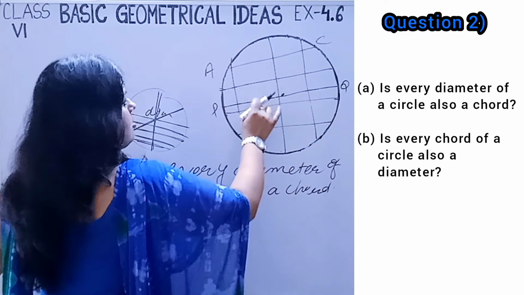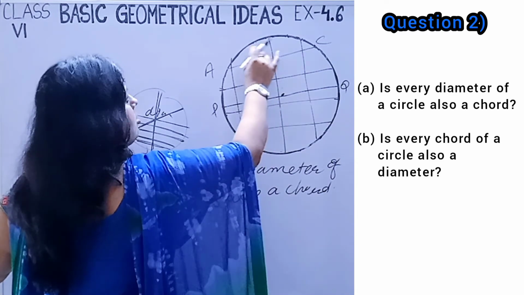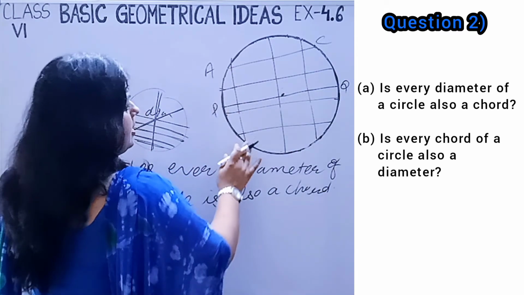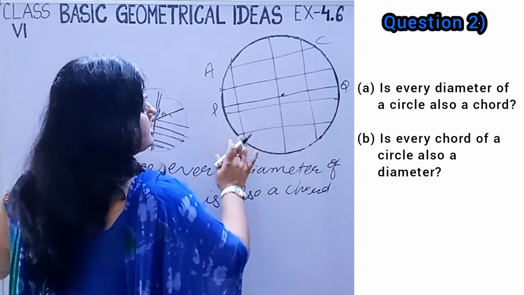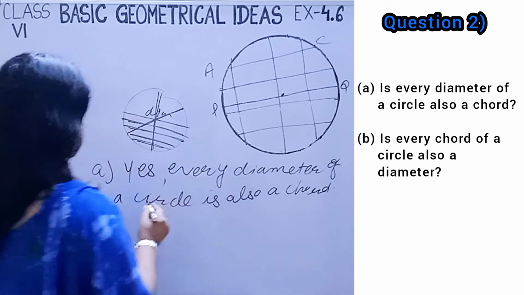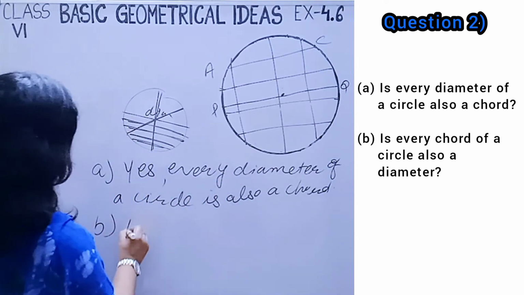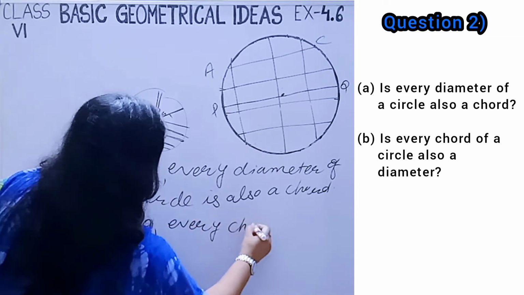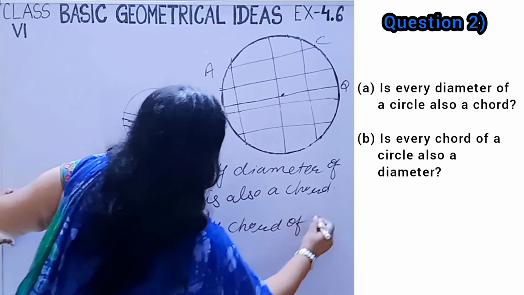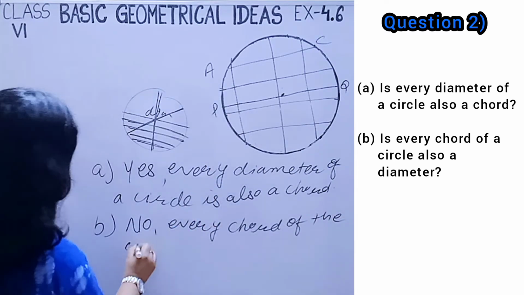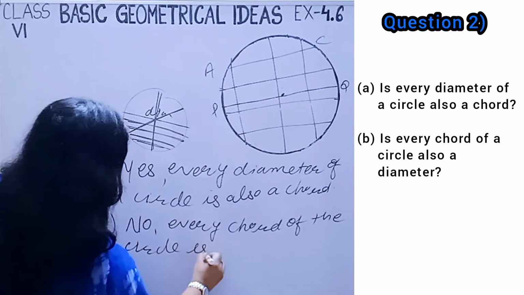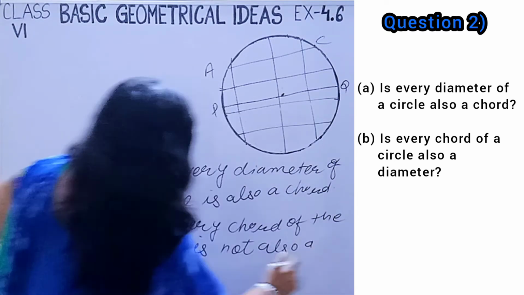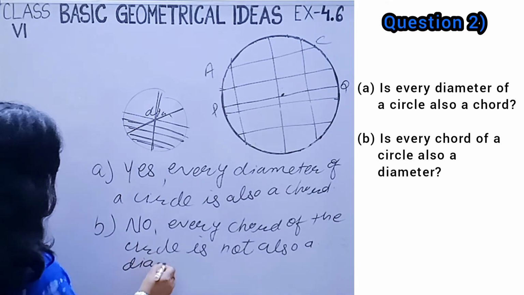But every chord, see here, does not pass through the center. It means no, not every chord of the circle is a diameter. B part: no, every chord of the circle is not also a diameter.